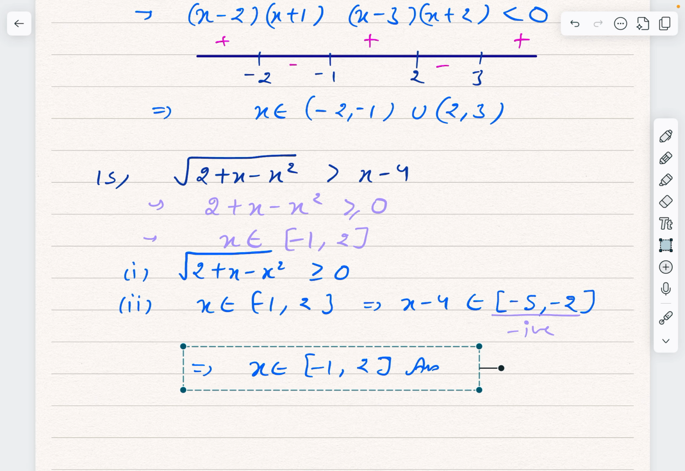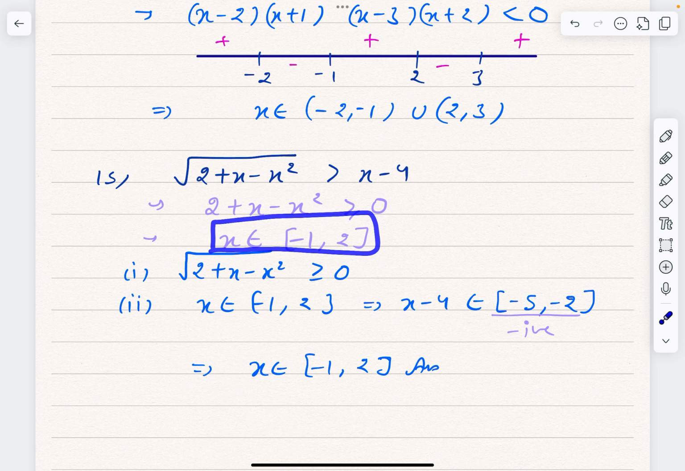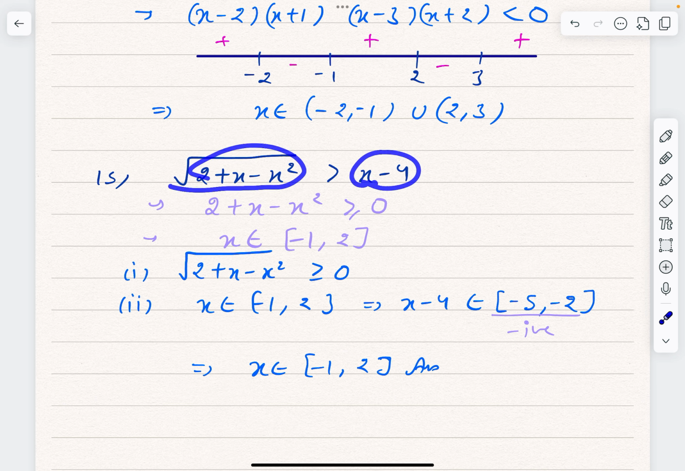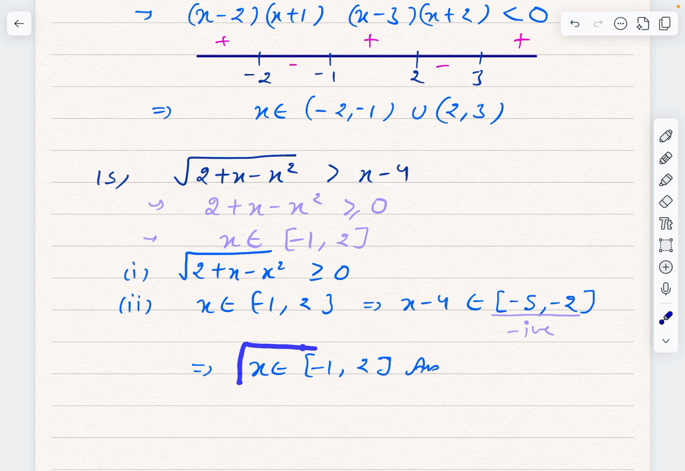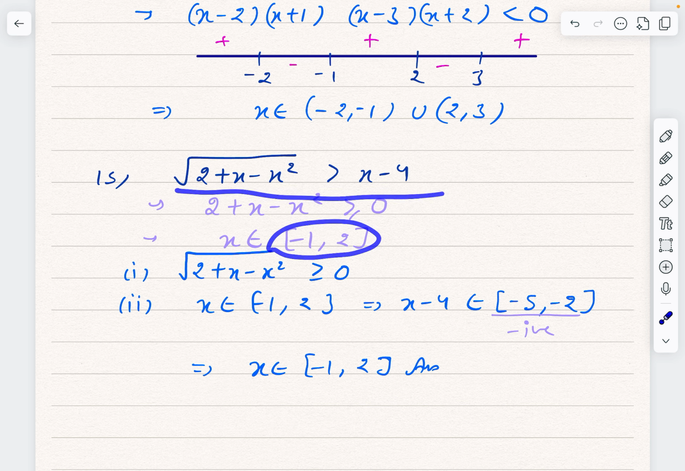So, what do we see here? In the interval we found out for which it is defined, minus 1 to 2, the left side is always positive, right side is always negative. So obviously, this will be greater than this. So we need not solve anything after that. Directly we can say answer will be closed minus 1 to closed 2, because other than that, we cannot take any value of x. The equation will not be defined. And for all these values of x, it is always true. So answer will be closed minus 1 to closed 2.